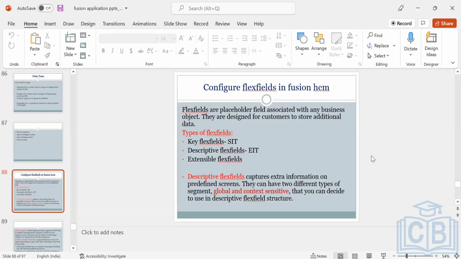Do you want the functional modules or technical modules? Actually, I need whatever you explained. I need both. Both means whatever you told, the modules and the technical. Technical in Fusion is mainly creating the reports and any kind of personalization.